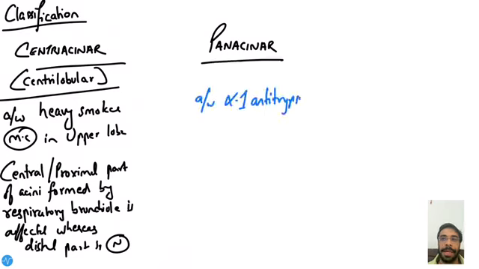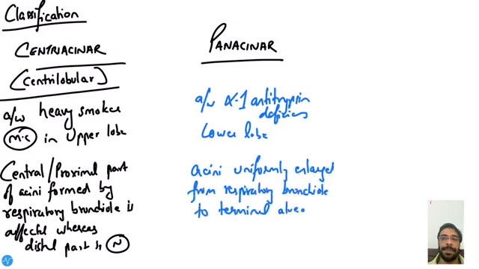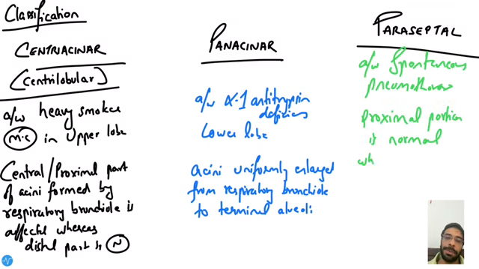Pan-acinar type, the next type, is associated with alpha-1 antitrypsin deficiency, lower lobe, and the acini would be uniformly enlarged from the respiratory bronchiole to the terminal alveolus. Therefore, the name pan-acinar. And the third type is paraseptal, meaning around the septa. It is associated with spontaneous pneumothorax, and the proximal portion will be normal, whereas the distal portion will be affected in this.